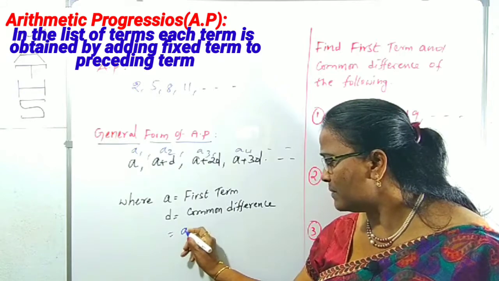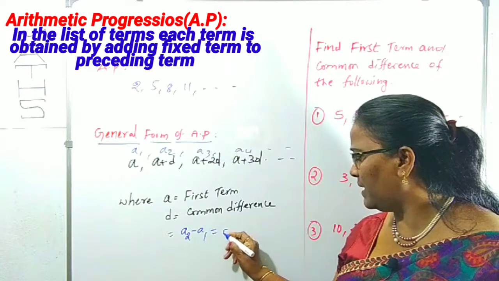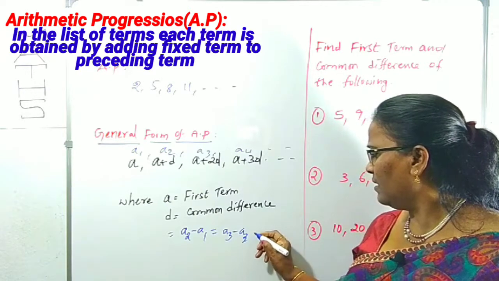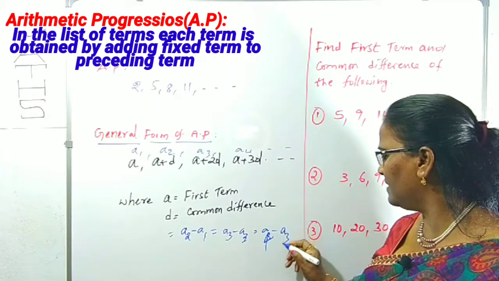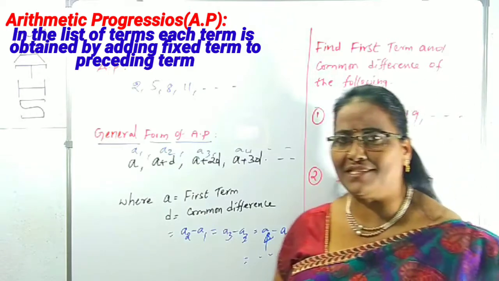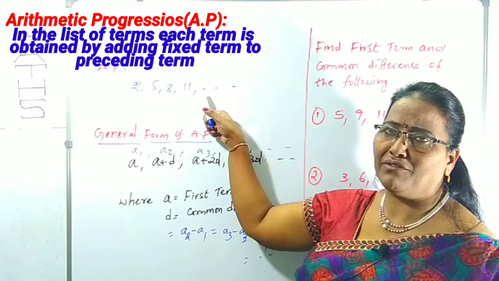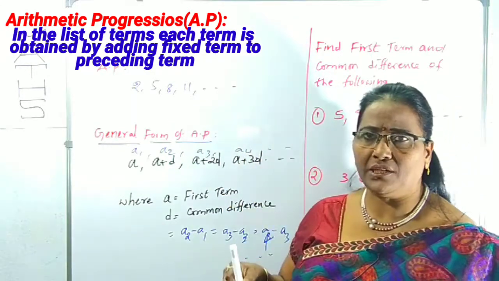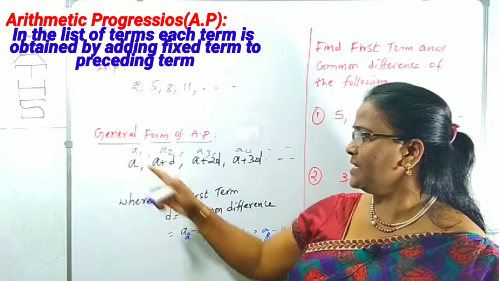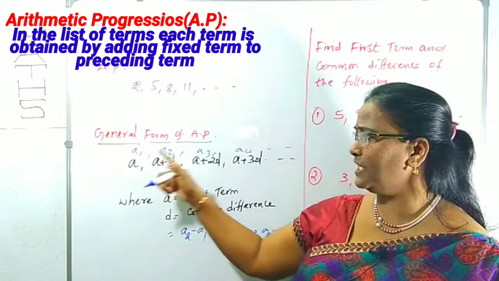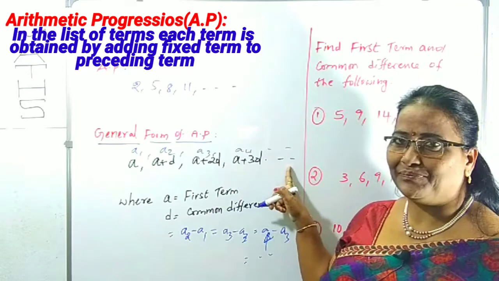How can you get it? By A2 minus A1, or all these are fixed, same. Maybe A3 minus A2, A4 minus A3, right? Like this we can find out the common difference. Clear? So you know what AP series is. What is the example I have given? Simple, any example you can take. You can choose any example from your side also. We can form the AP series. So what is the general form of AP? A plus D, A plus 2D, A plus 3D.